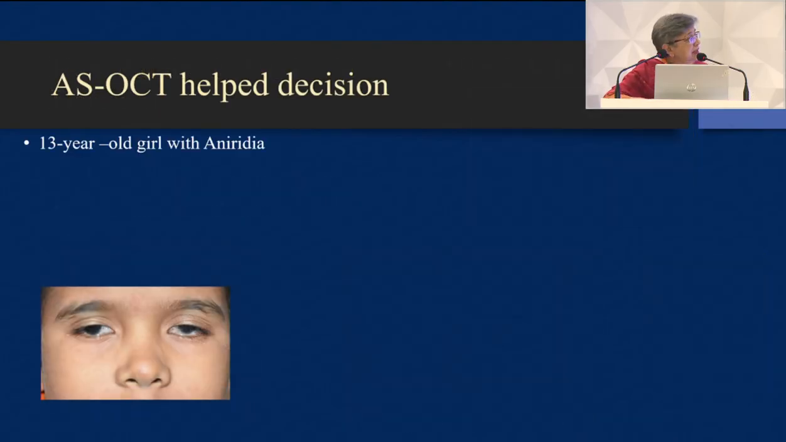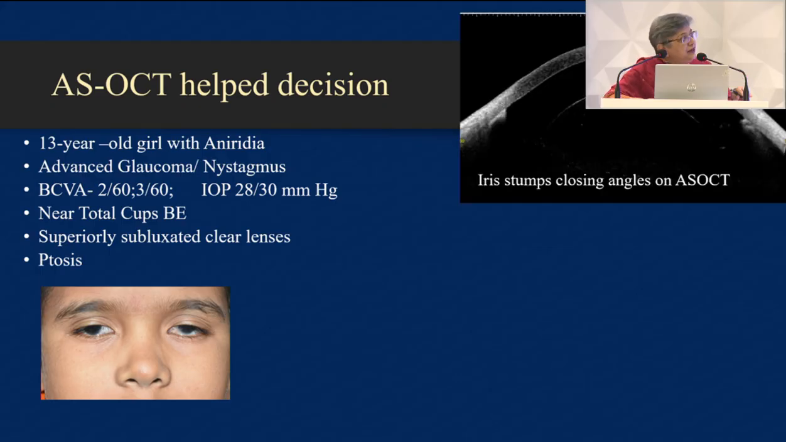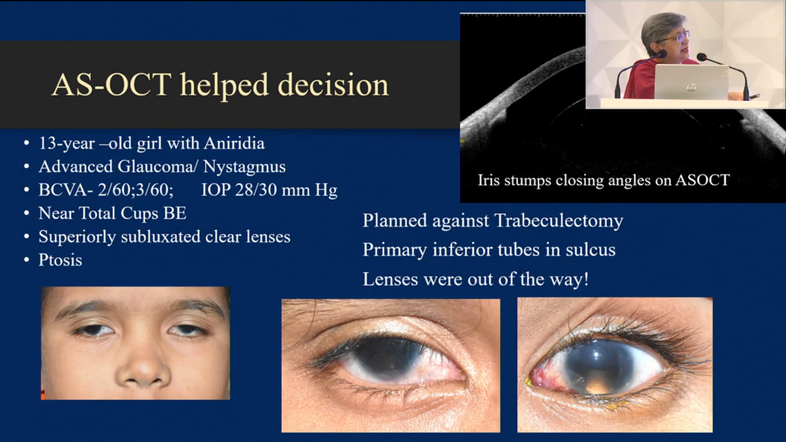Whereas this girl with aniridia and advanced glaucoma and nystagmus with low vision and 28 and 30 millimeter pressures and superiorly subluxated clear lenses. I don't want to go in superiorly at all, and she also has a ptosis, so the only thing she's looking from is inferior aphakic area. And that's how the lens is, and you can see the iris stump. So we planned against that and bilaterally just implanted a tube in the inferior sulcus, leaving the clear lens there, not touching it, and giving her aphakic correction.